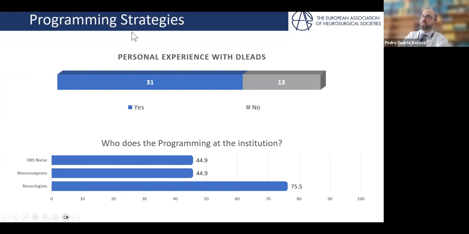Then moving on to programming strategies. 31 of our respondents had experience programming DLEADs, and at 75% of the institutions, the neurologists were doing this programming. And in half of the institutions, neurosurgeons or DBS nurses were doing the programming. And you should note that in many of these institutions, the programming was done by more than one of these, and in some by all three.